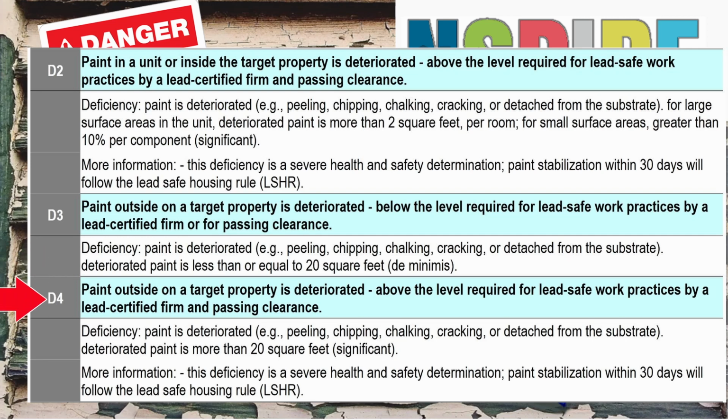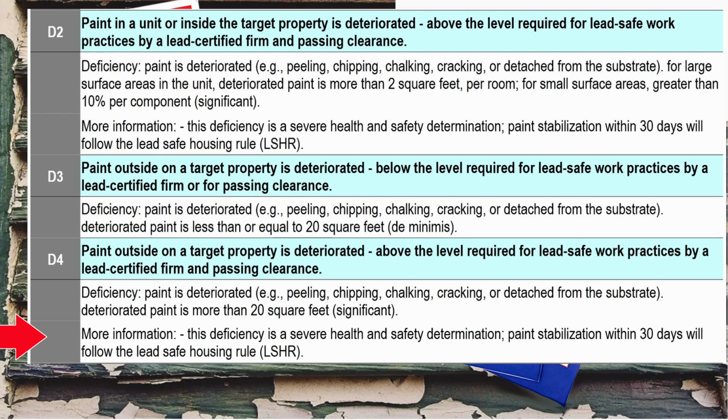It's de minimis. Deficiency 4, paint outside on a target property is deteriorated, but it's above the level required for lead-safe work practices by a lead-certified firm and passing clearance. Deficiency, paint is deteriorated, e.g., peeling, chipping, chalking, cracking, or detached from the substrate. Deteriorated paint is more than 20 square feet. It's significant. More information. This deficiency is a severe health and safety determination. Paint stabilization within 30 days will follow the Lead Safe Housing Rule, LSHR.